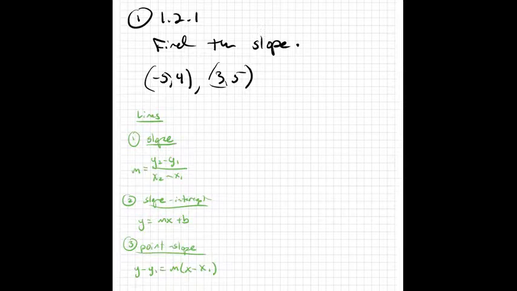So slope is y2 minus y1 over x2 minus x1. Again, that's the slope. Whenever I have a set of ordered pairs, I just like to automatically go ahead and label them x1, y1, x2, y2.